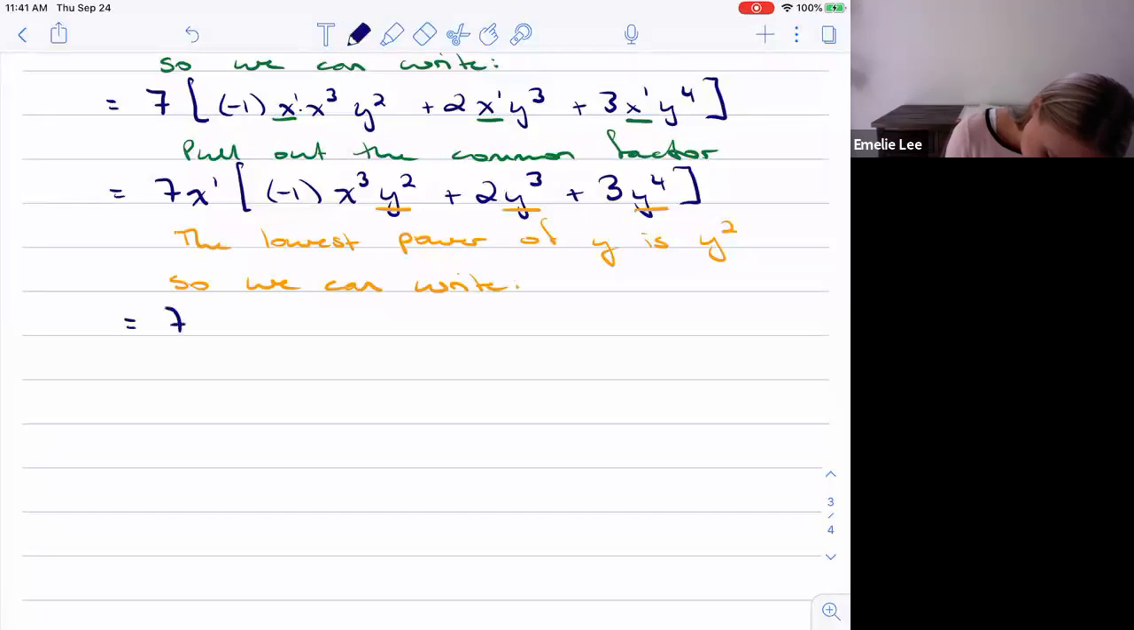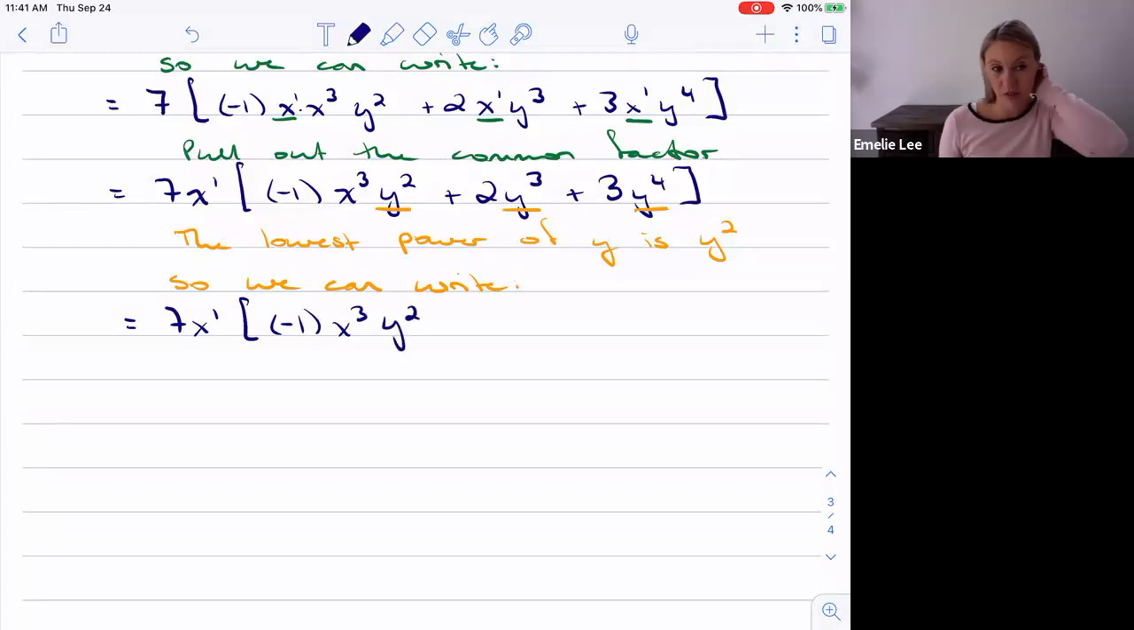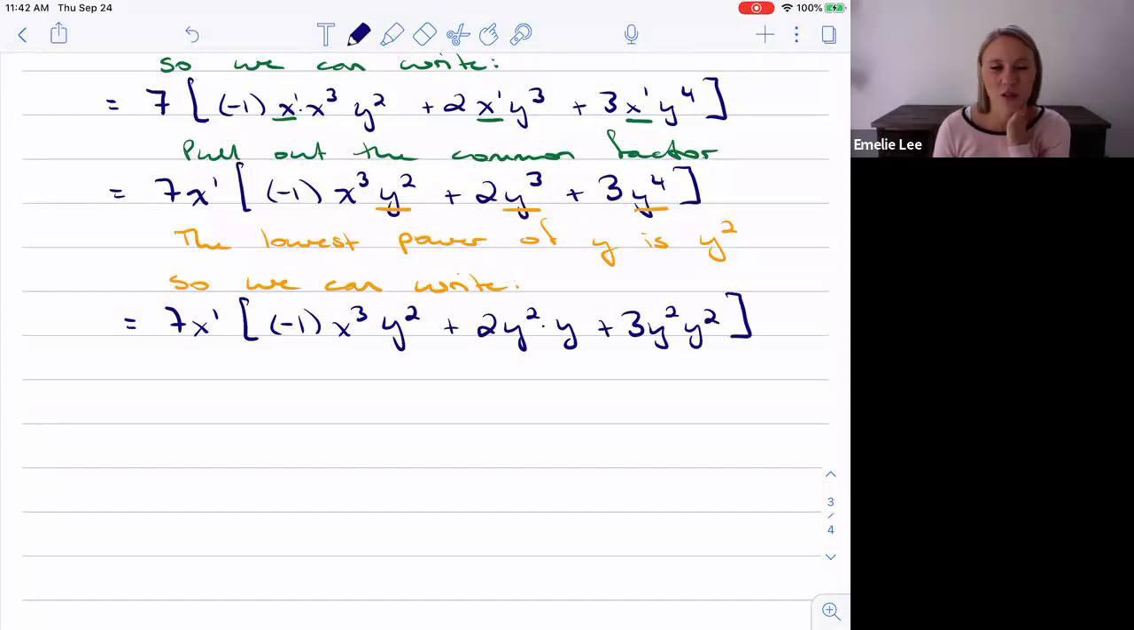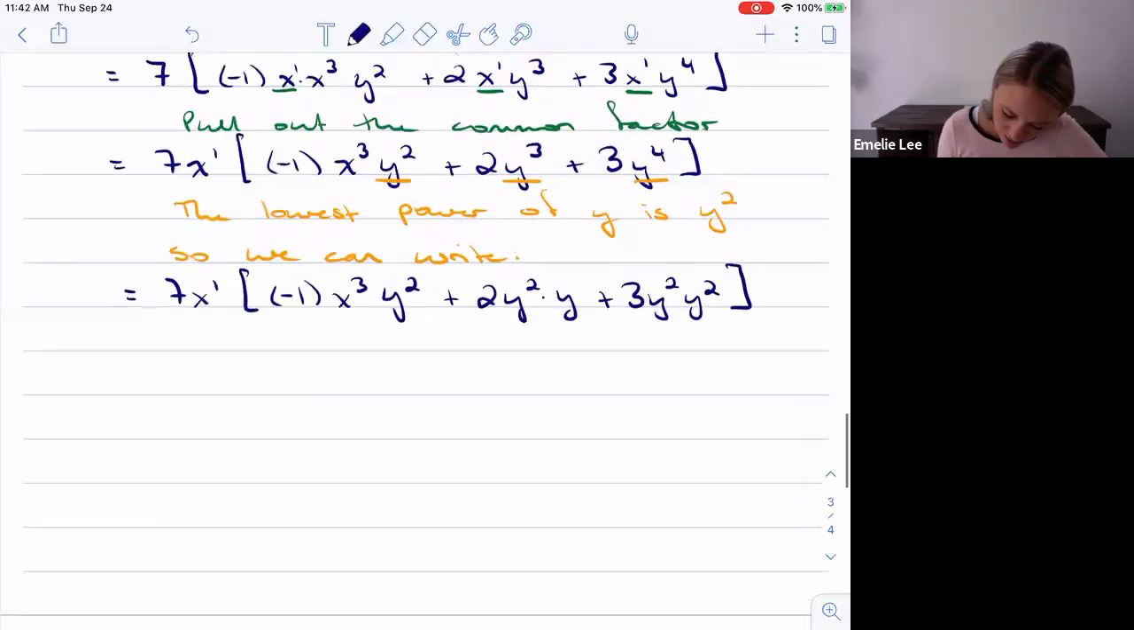starting with my 7. 7x to the power of 1 times, so all times -1 x to the power of 3, y to the power of 2 is just y to the power of 2, plus 2y to the power of 2 times y, right, y to the power of 3, plus 3y squared times y squared. Y squared times y squared is y to the 4th, which is what I want. Now I can pull these out. Pull out the common factor.